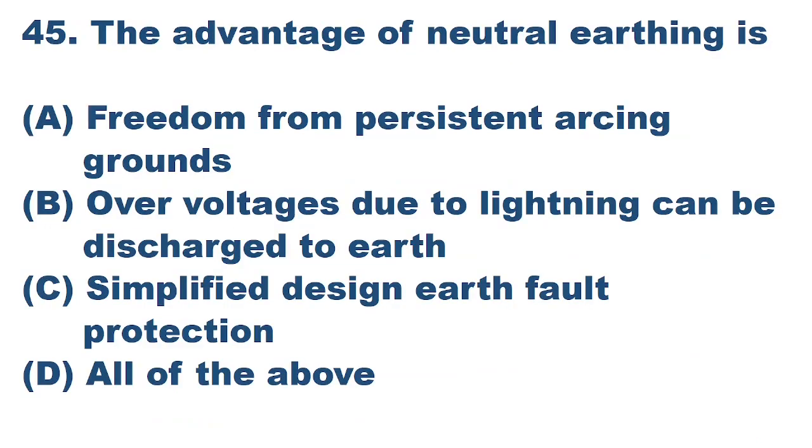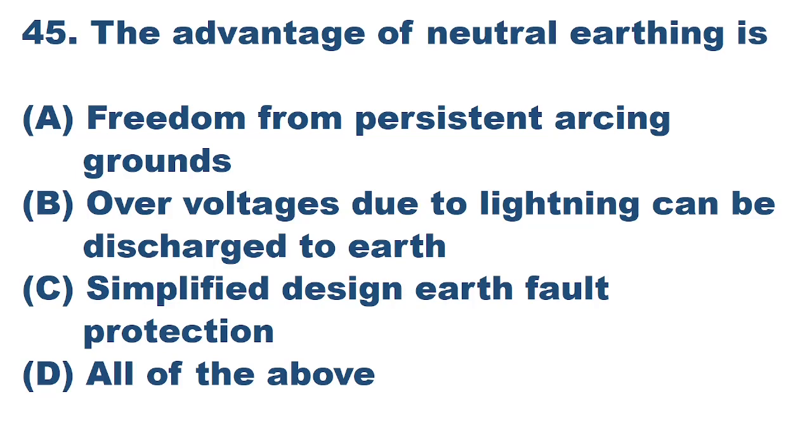Let's see the next question. The advantage of neutral earthing is: option A, freedom from persistent arcing grounds, option B, over voltages due to lightning can be discharged to earth, option C, simplified design of earth fault protection, and option D, all of the above. If you see these options, options A, B and C are all advantages of neutral earthing. So the right answer over here is option D, all of the above.